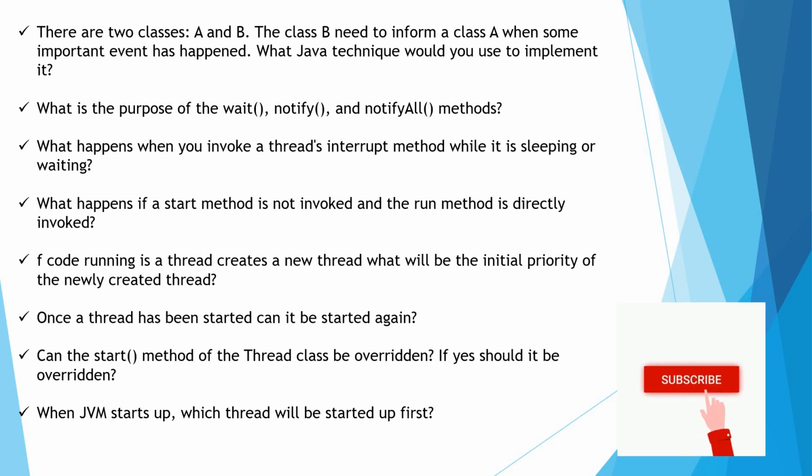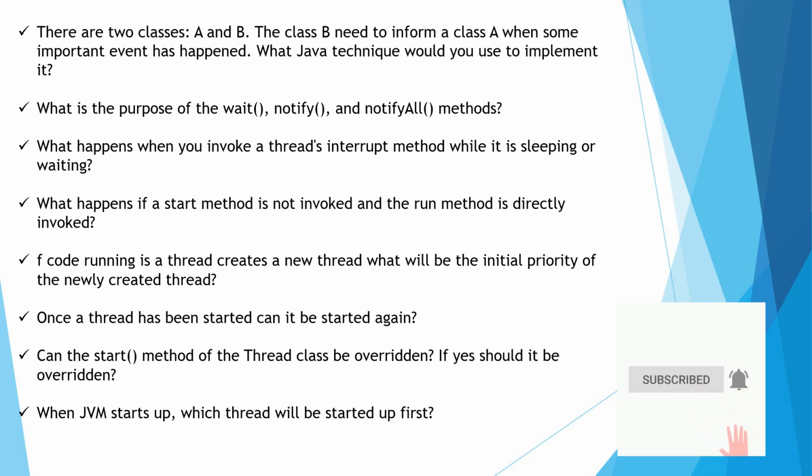What happens when you invoke a thread's interrupt method while it is sleeping or waiting? When a task's interrupt method is executed, the task enters the ready state. The next time the task enters the running state, an InterruptedException is thrown.